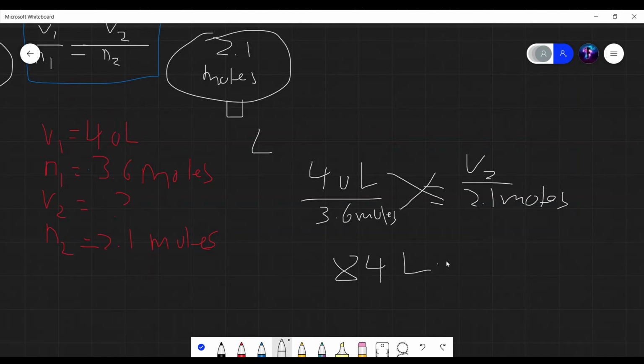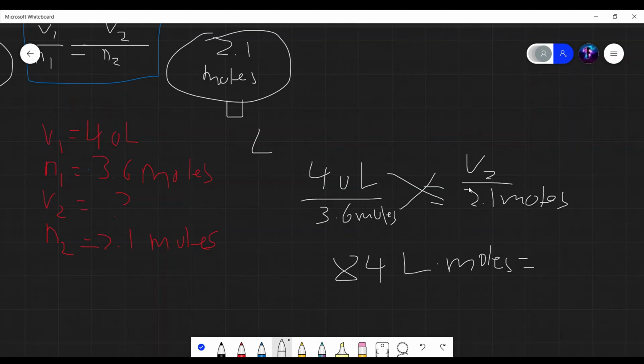Liters times moles. And this will help clarify some questions. Why is it supposed to be in liters? Why is it supposed to be in milliliters?